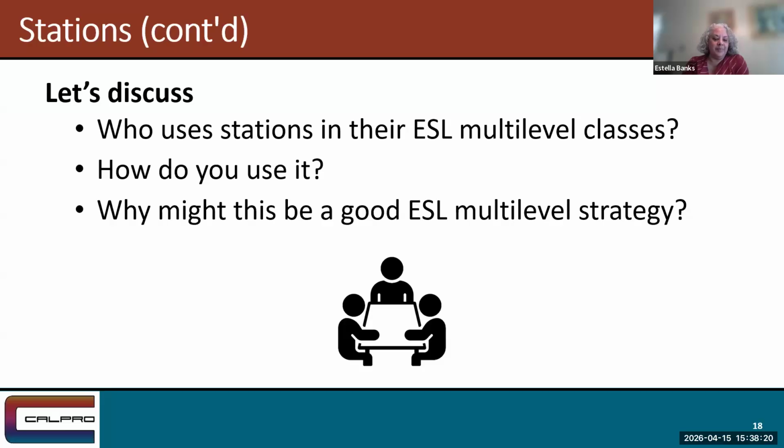So, I think I heard you mention how you used it and why it might be a good ESL multi-level strategy. So you're using stations and you're using them for getting your students to talk to each other and have authentic conversations. Is that correct? And learning from each other?